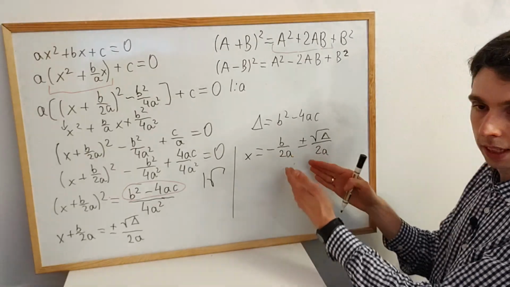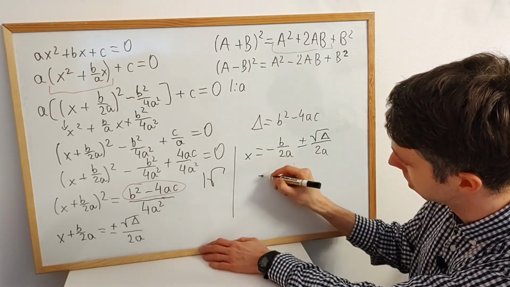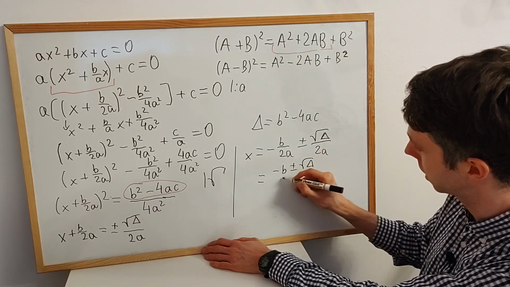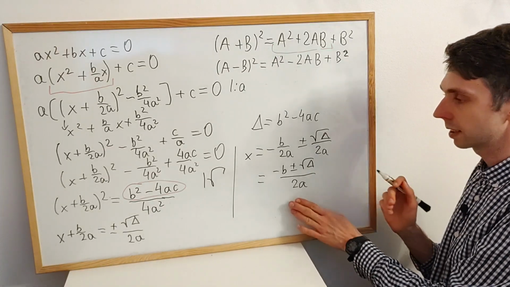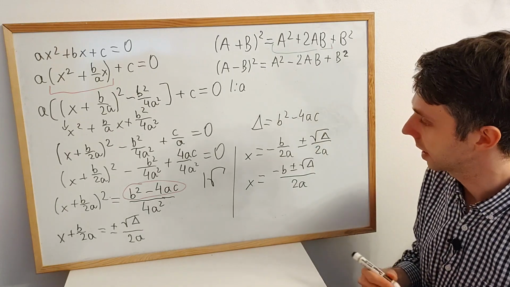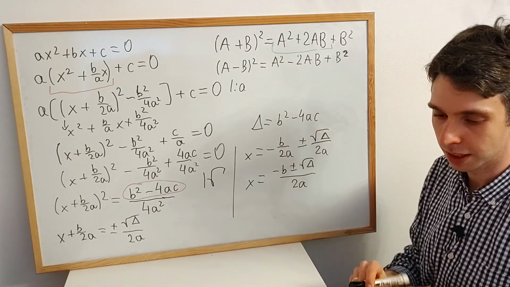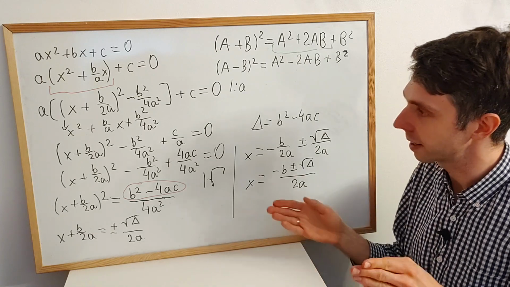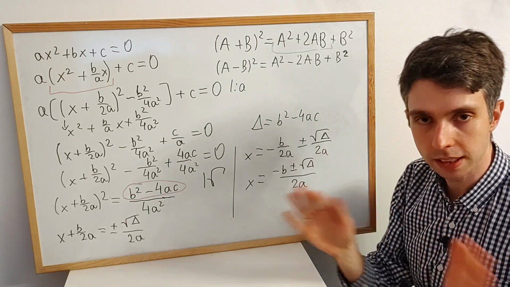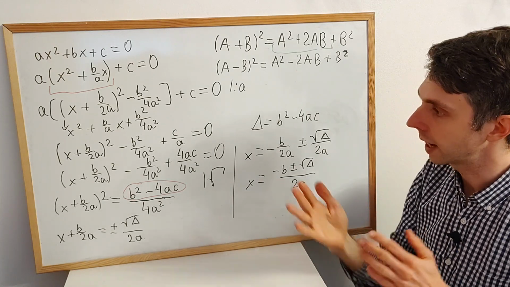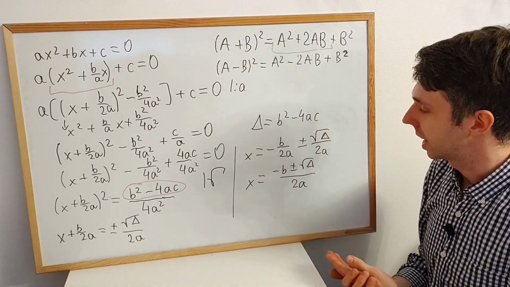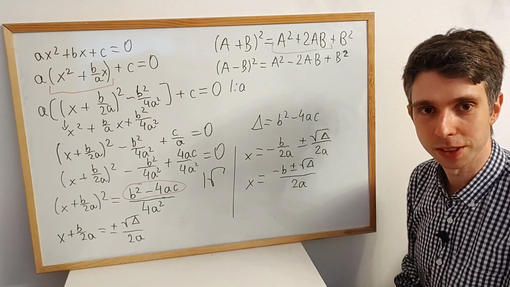So you can take it as one fraction, so it's minus b plus or minus square root of delta divided by 2a, and this is exactly the same formula for the solution of the quadratic equation using delta as we use in the standard method. So using this method which doesn't require actually any formulas, we can derive these formulas for solutions of the quadratic equations.